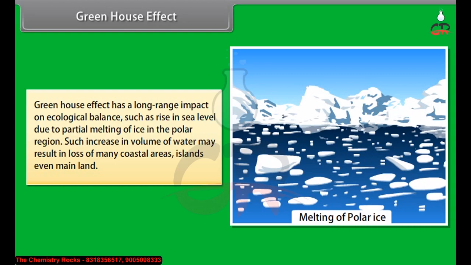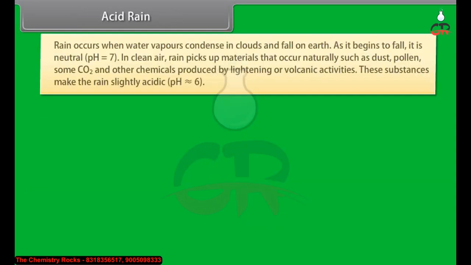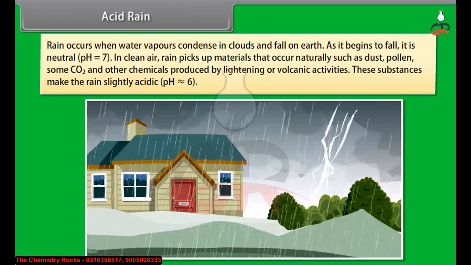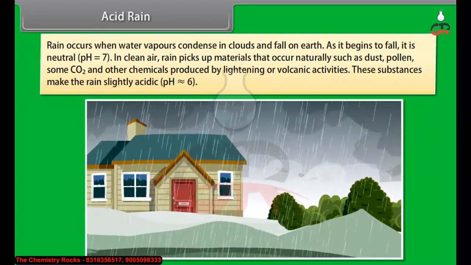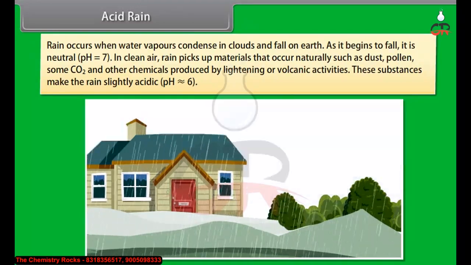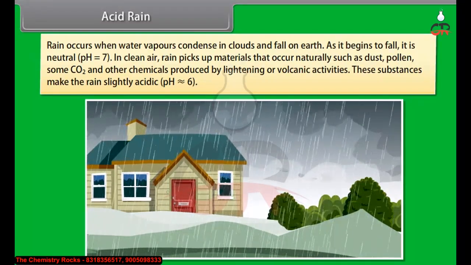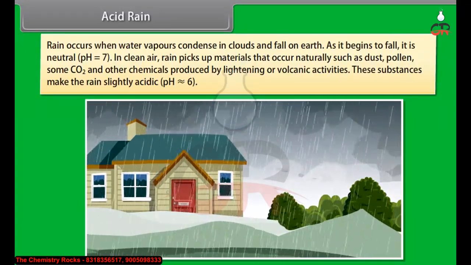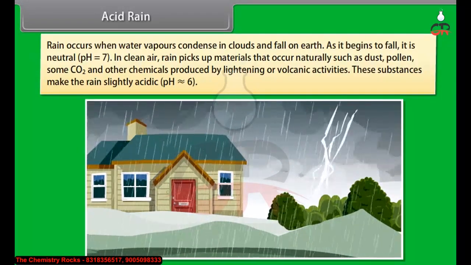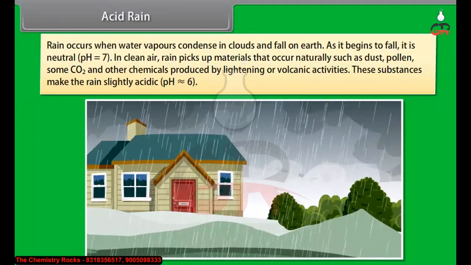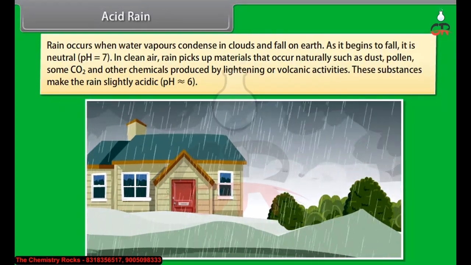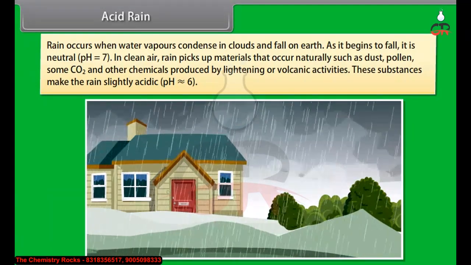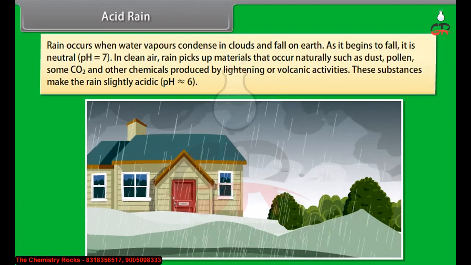Acid rain. Rain occurs when water vapors condense in clouds and fall on Earth. As it begins to fall, it is neutral, having a pH value equal to 7. In clean air, rain picks up materials that occur naturally, such as dust, pollen, some carbon dioxide, and other chemicals produced by lightning or volcanic activities. These substances make the rain slightly acidic, having a pH value nearly equal to 6.